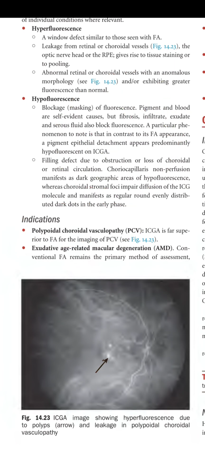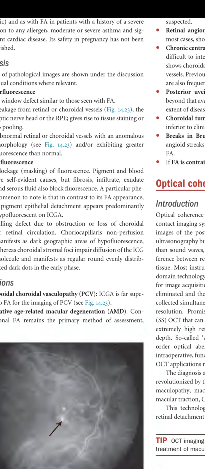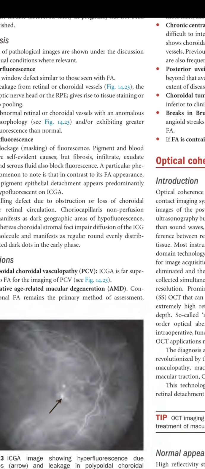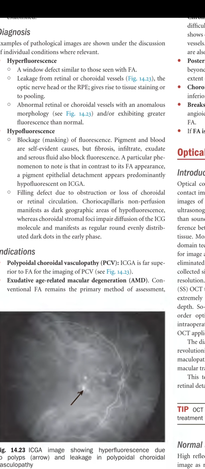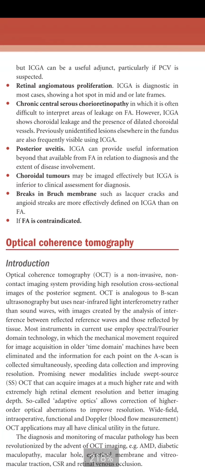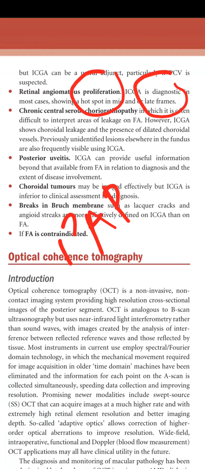In exudative age-related macular degeneration, conventional FA remains the primary method of assessment, but ICGA can be a useful adjunct, particularly if PCV is suspected. So we can also do it in a case of exudative age-related macular degeneration when there is a CNV suspicion. In retinal angiomatous proliferation, ICG is diagnostic in most cases, showing a hotspot in mid or late frames. So retinal angiomatous proliferation will show us the hotspot in mid or late frames.